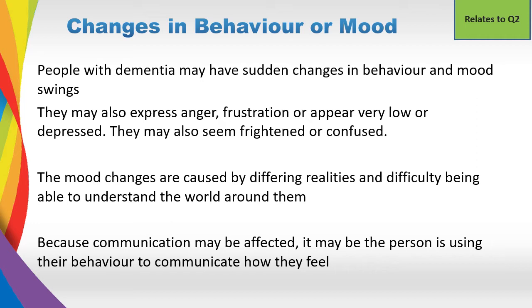And then because communication is so badly affected, it may be that the person is using that behaviour, negative or positive. If they're looking very low, it might be because they're feeling very low, but they cannot communicate that they feel very low. They may be frustrated that they can't find their toothbrush, but they can't remember the word for toothbrush. They know they need to brush their teeth, but they can't communicate that with you because they can't tell you what they've lost. It's a very scary time.